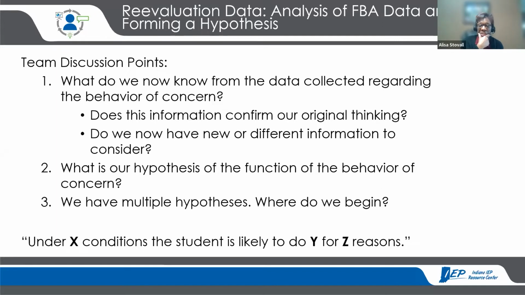And so when that work is done, all the information comes back together. Again, in a perfect world, we would suggest that you do this as a team. The team comes together to discuss, so what do we know now? From gathering all this information together, what do we now know about this behavior of concern? Does it confirm our original thinking? Do we have new or different information to consider now? And can we develop a hypothesis, a reason for the function of this behavior of concern? We might end up with multiple hypotheses.